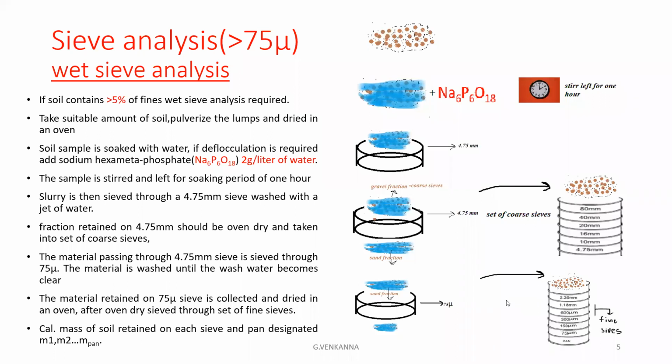So what is deflocculation, sir? Okay, so after the mechanical sieve shaking process, the materials will pass through each and every sieve. Sometimes a sieve may contain particles, or sometimes may not, according to the soil particle size. Like this way, the dry sieve analysis and wet sieve analysis is completed.